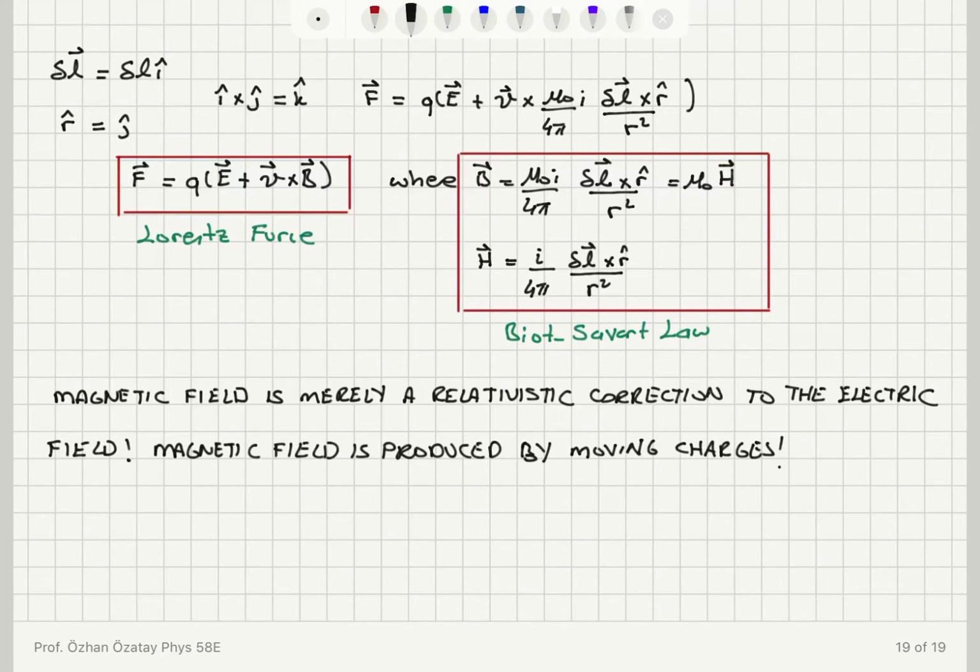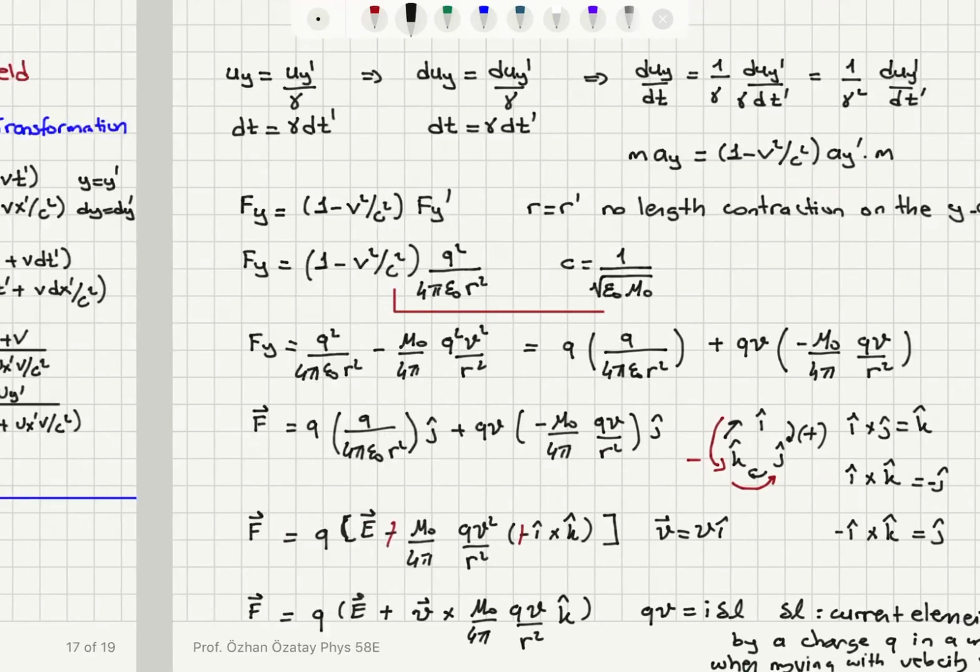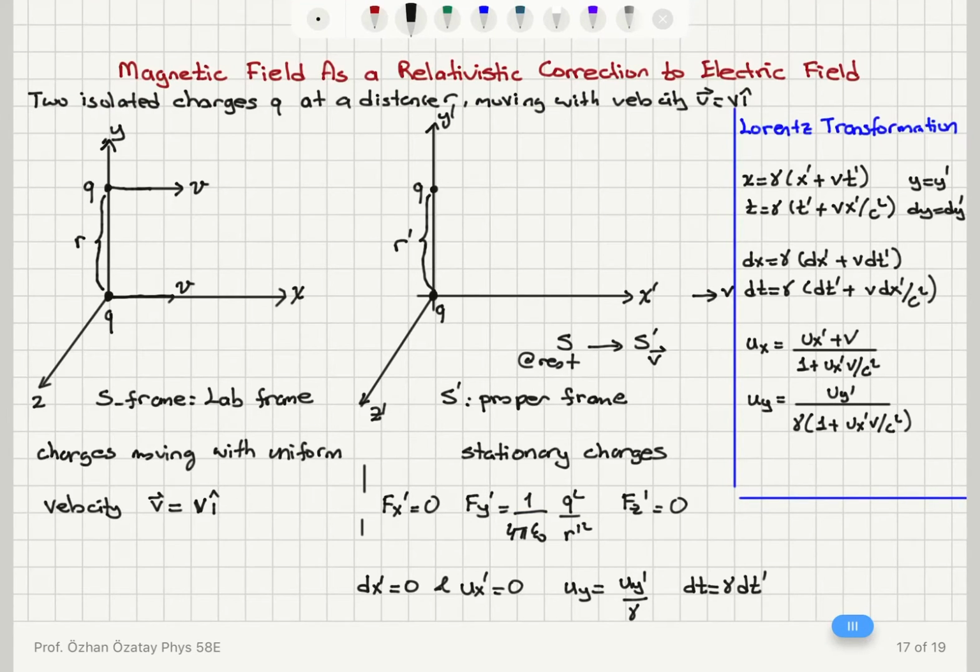It's a little bit advanced calculation that we have done here, but basically if you can review your Lorentz transformation in the theory of special relativity, this result is quite simple. So once again, I have two isolated charges, q at a distance r, moving with uniform velocity v in i hat direction. In the lab reference frame, which is at rest, these charges are moving with velocity v in the positive x direction. In the proper reference frame, that is the reference frame of the charges, they're not moving. The S prime reference frame is moving with velocity v with respect to the lab reference frame at rest.